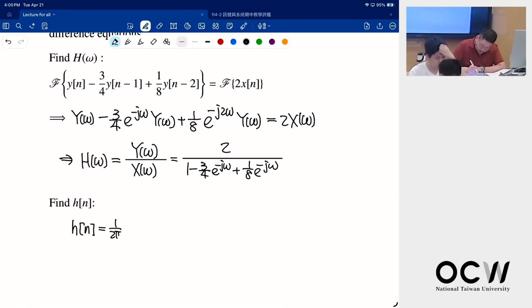1/2 pi, integrate in the period 2 pi. Okay, this is kind of like a linear combination of your bases, e to the j omega n, d omega.